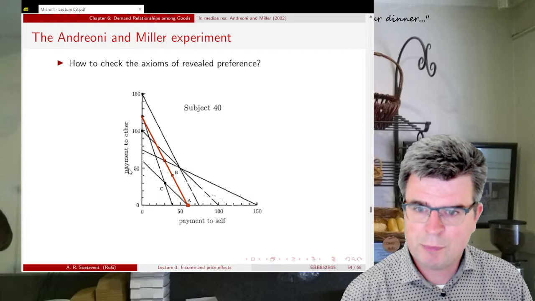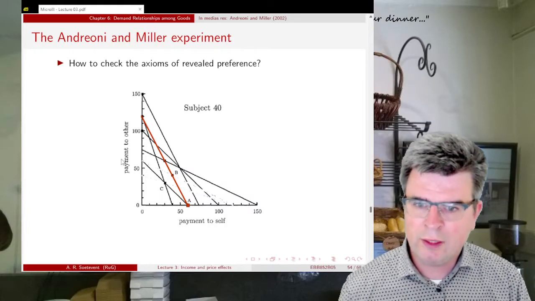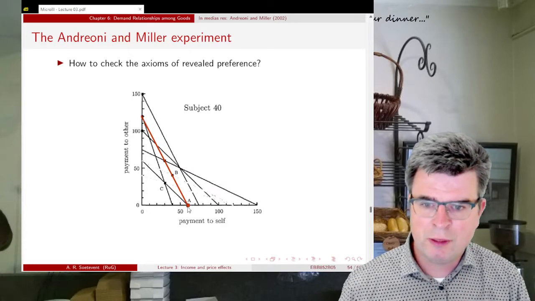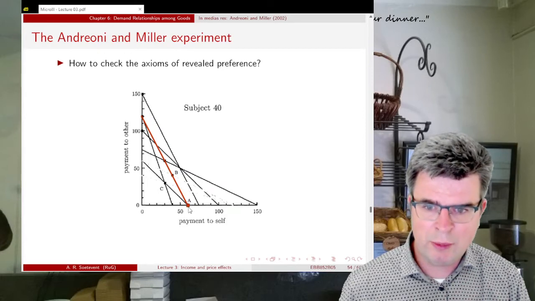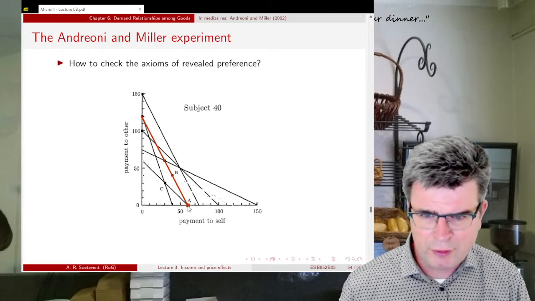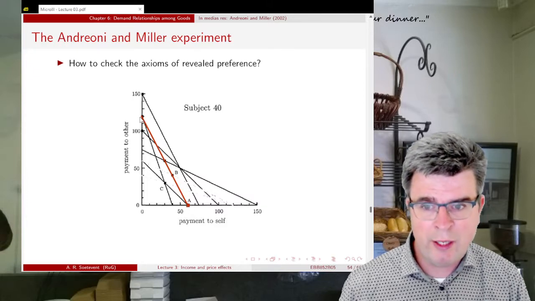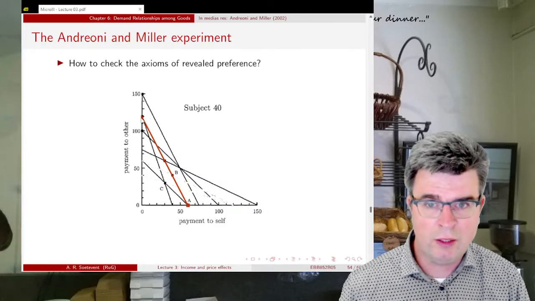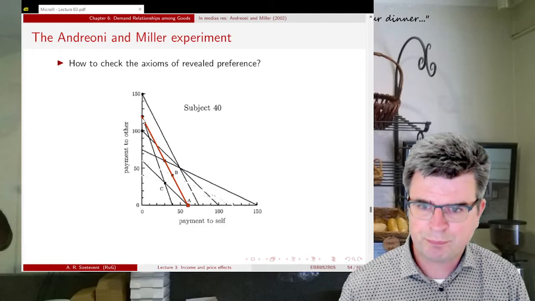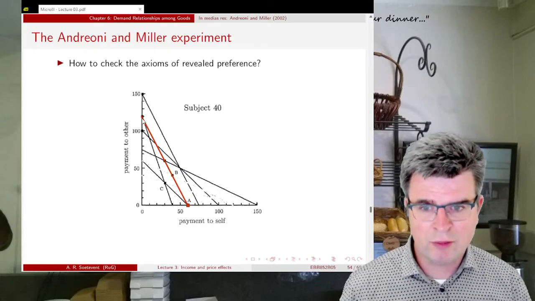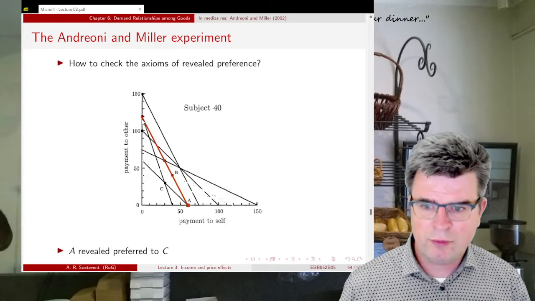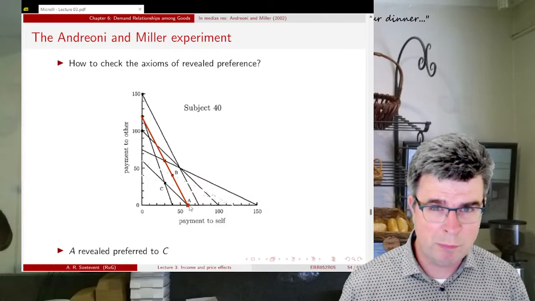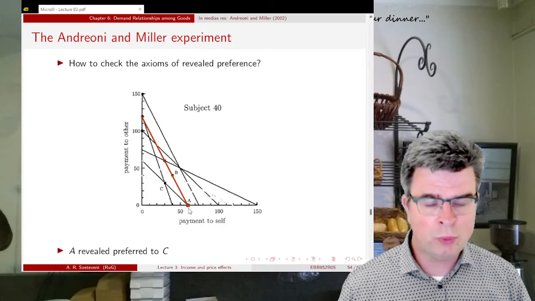Now, first we consider subject 40, and suppose that the budget constraint of this subject is as follows. If he keeps all tokens to himself, then he will end up with a payment equal to, I think, 60. If he gives away all the tokens to the other person, then the receiver would end up with 120 in terms of actual money. So giving here is relatively cheap. And in this case, the subject chooses A. So he chooses consumption bundle A, meaning that he keeps all tokens to himself.